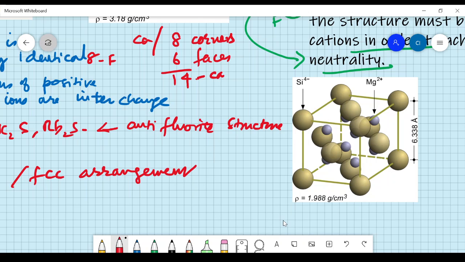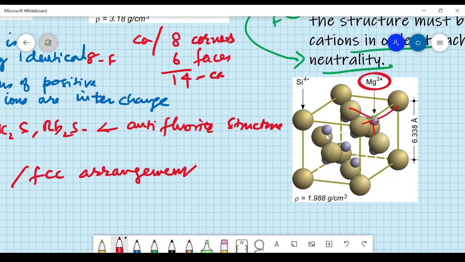This is the case of Mg2Si, I think Mg2+ and Si4-. Each metal atom is surrounded by 4 silicon atoms, and each silicon atom is surrounded by 8 metal atoms. So again, you can just concentrate on this. This is magnesium. Magnesium is surrounded by how many? 1, 2, 3, and 4.